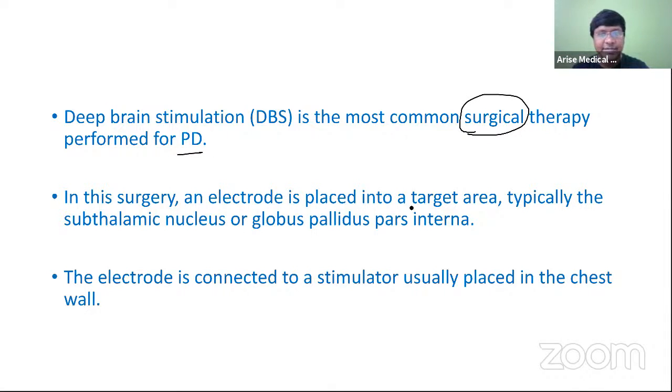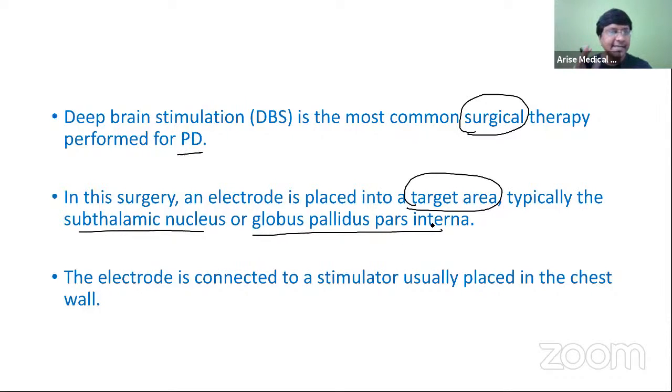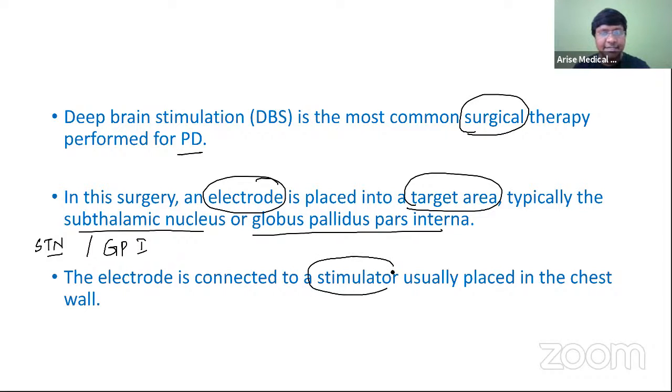In this surgery, the electrode is placed in the target area. And what is the target area? The target area is the subthalamic nucleus or globus pallidus pars interna. Where you place the electrode is also a multiple choice question. The electrode placed in the target area is connected to a stimulator. And where is this stimulator placed? This particular stimulator is placed in the chest wall.